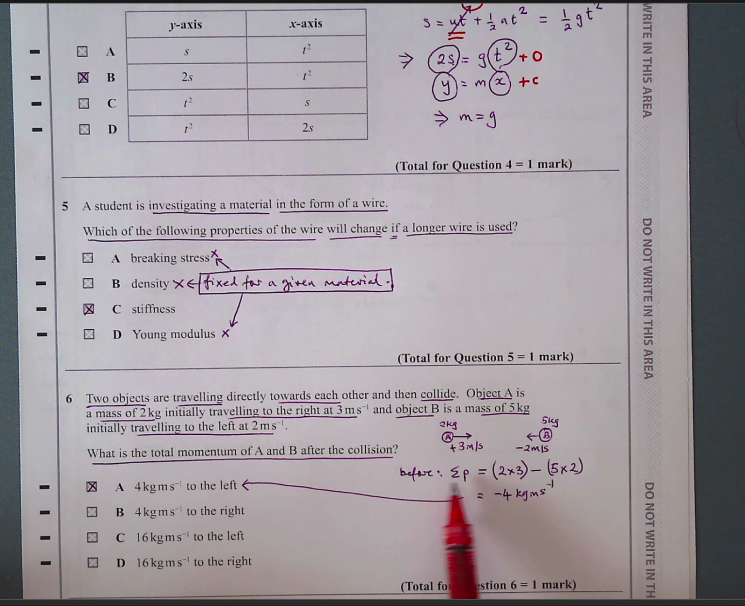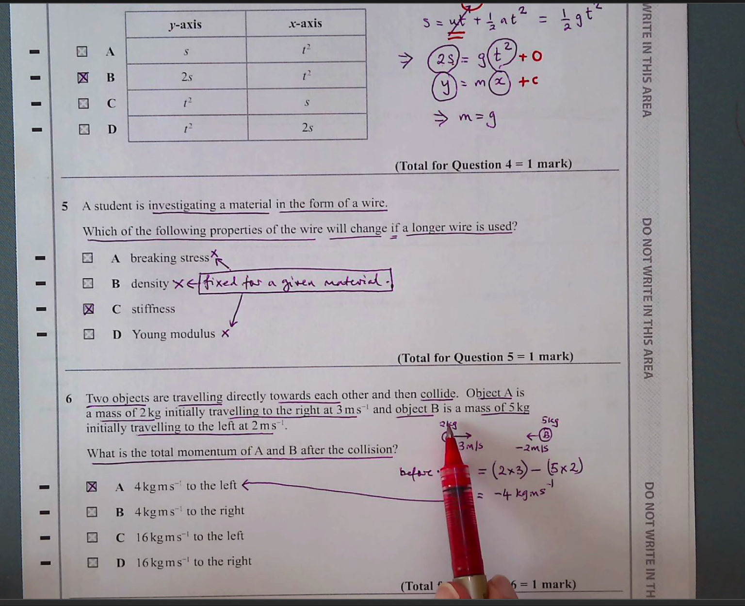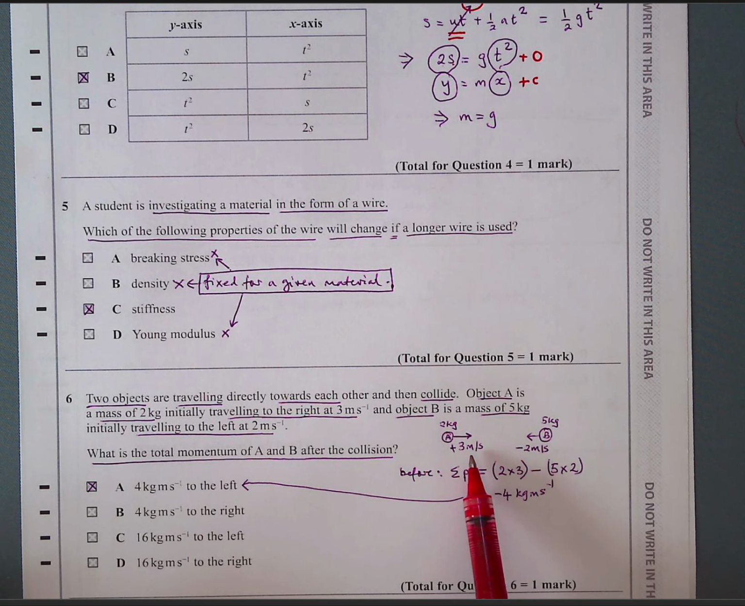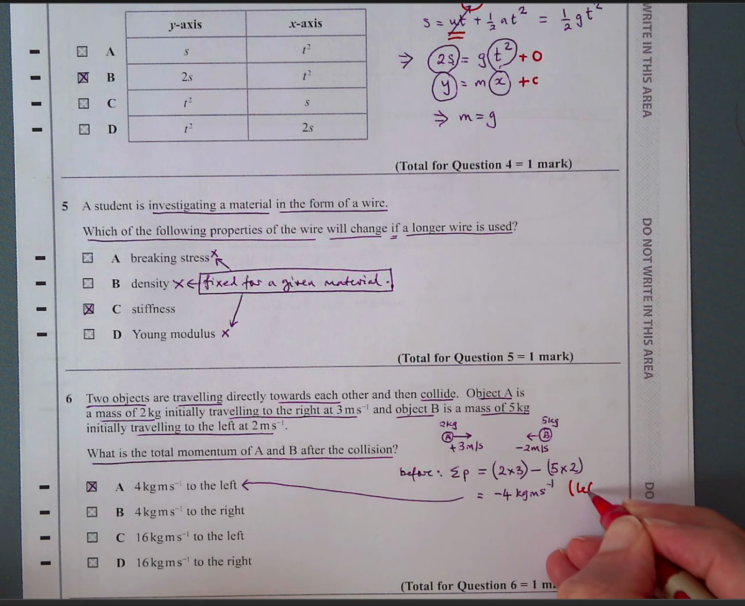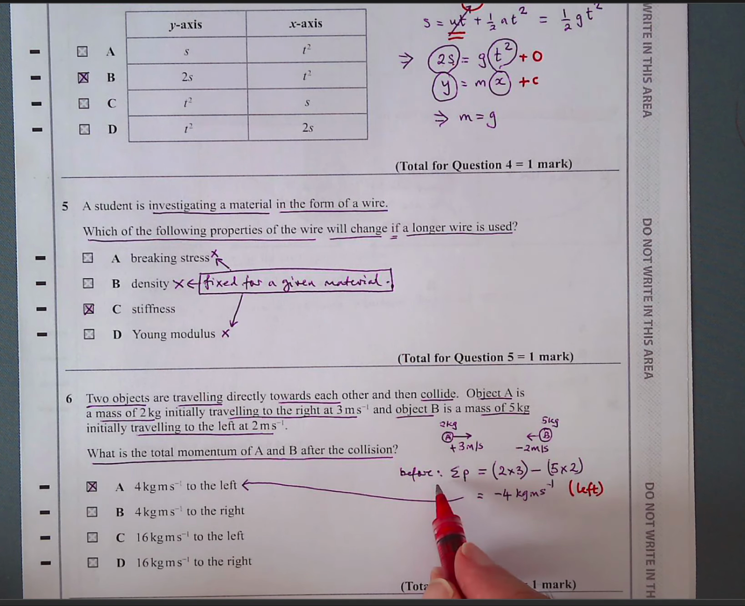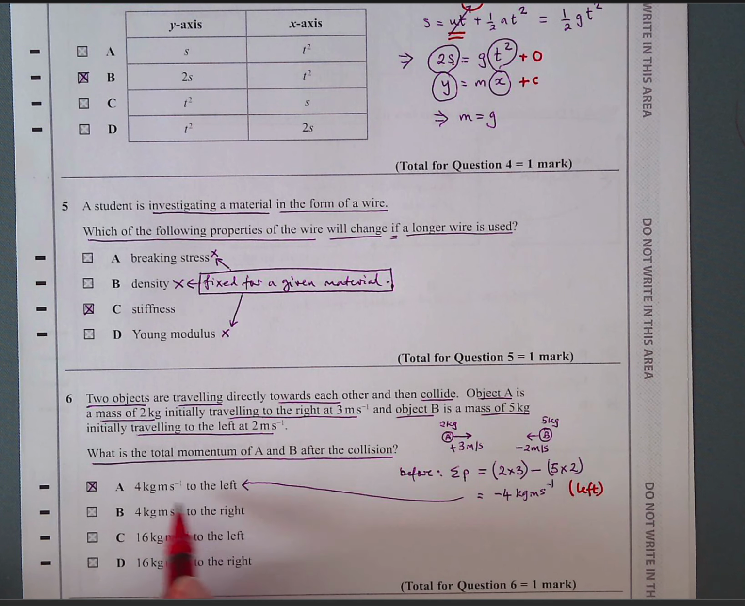So total momentum before, sum of p, where p is the symbol for momentum. Sum of momentum before is 6 in the positive direction, 2 times 3, kilograms times meters per second. Here, 5 kilograms multiplied by 2 in the negative direction. The negative trumps, so that means it's going to move off to the left afterwards. The total momentum before must be the same as total momentum afterwards. That means it must be to the left, so it must be A or C. C is mathematically incorrect. The answer is A.